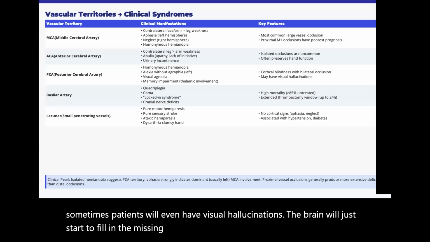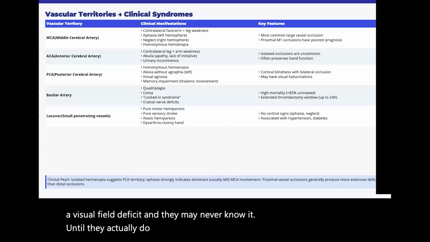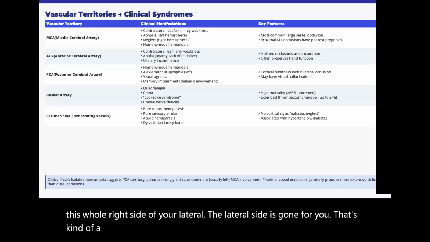So this is why you can have a patient with a visual field deficit and they may never know it until you actually do a visual field test. You're like, wow, you don't see this whole right side of your, the lateral side is gone for you. That's kind of a big deal. But they don't know it because the brain will just fill it in.